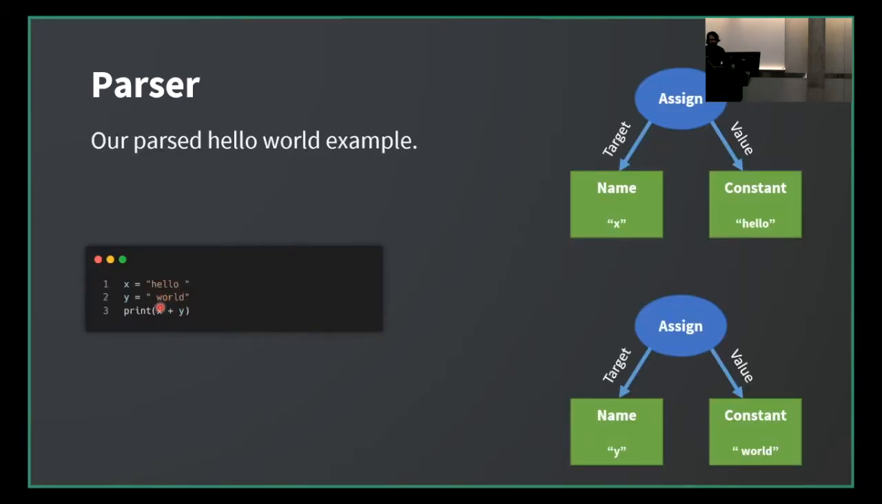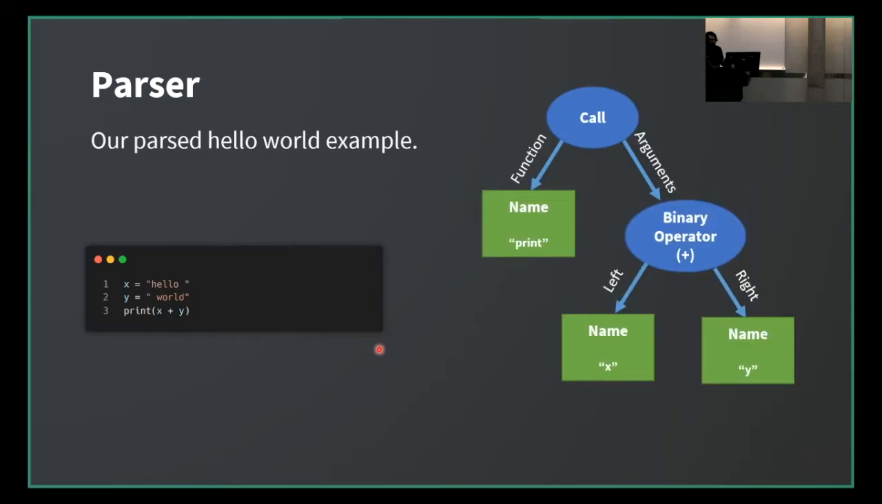The X and Y assignments are pretty simple. We have an assignment node, and the assignment node has two fields in it called the target and the value. In the first line, the target is the name X, and the value we're putting in it is the constant hello. In the next line, the target is the name Y, and we're putting the constant value world into it.